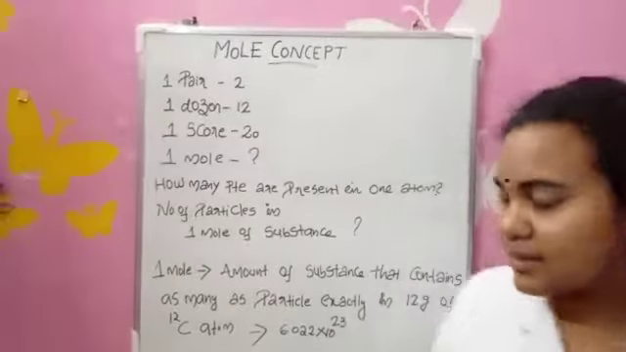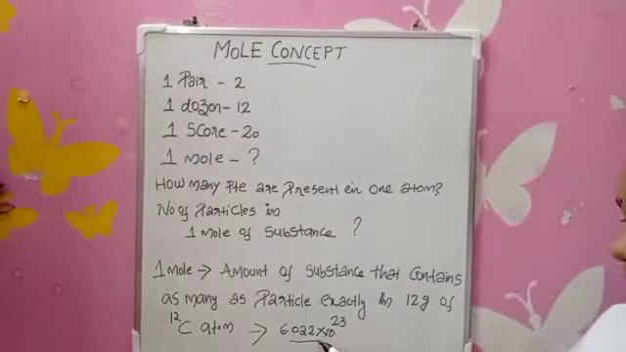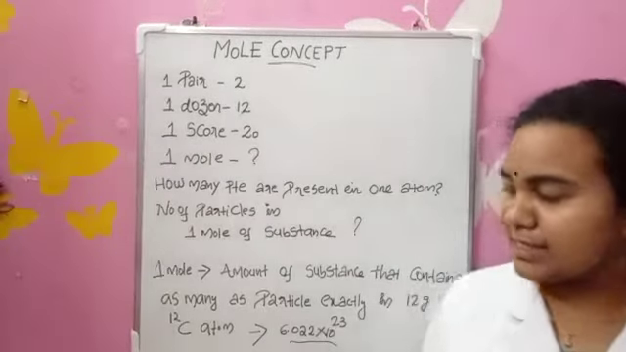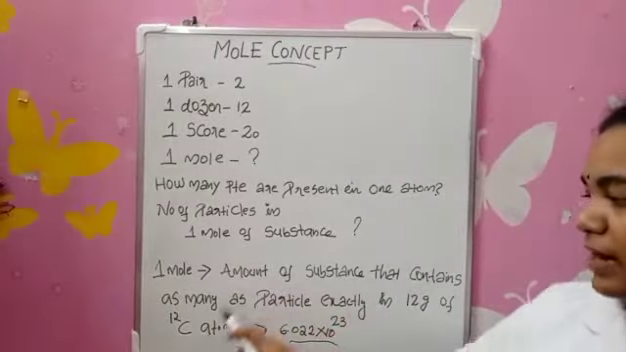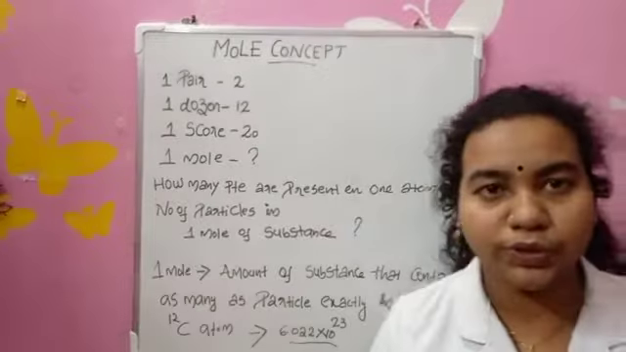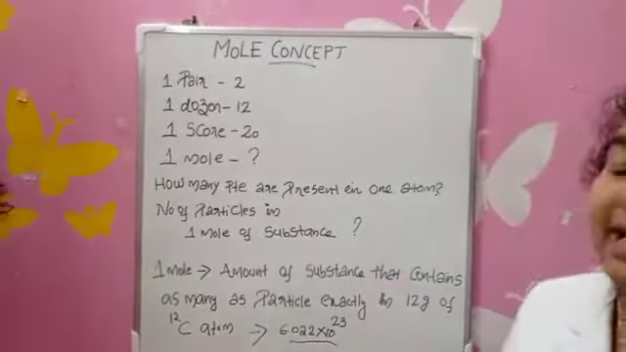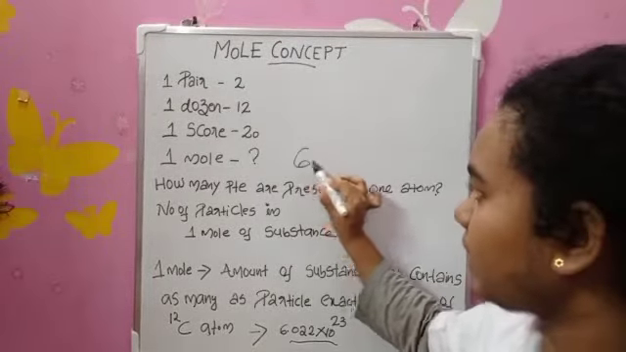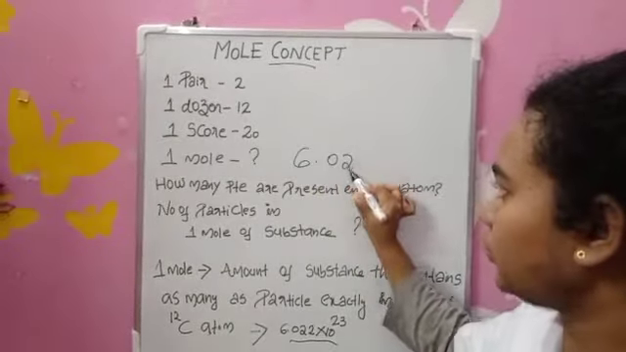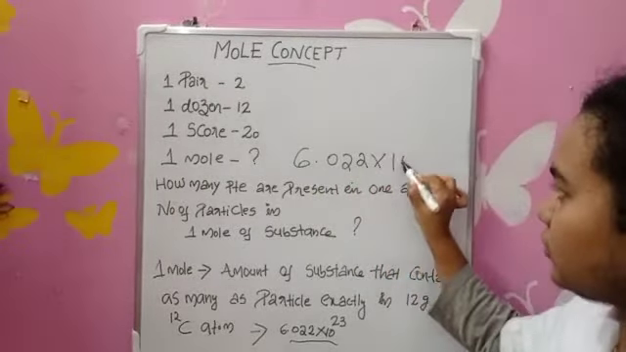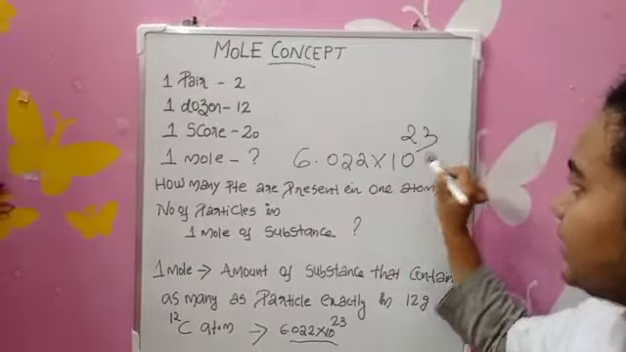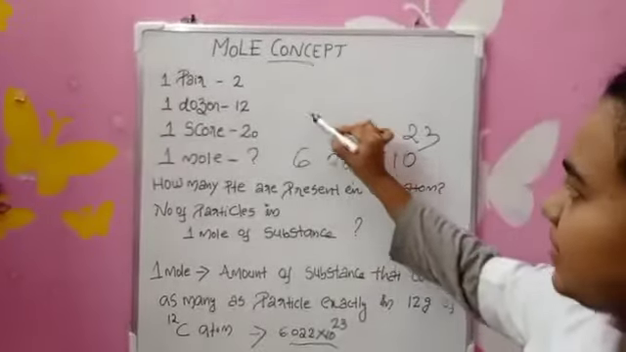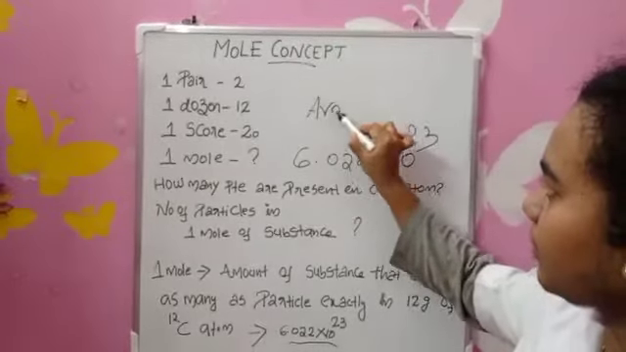The number is 6.022 × 10^23. So the number of particles present in 12 gram of carbon 12 is 6.022 × 10^23. So we can define 1 mole as 6.022 × 10^23. This number is known as the Avogadro number.